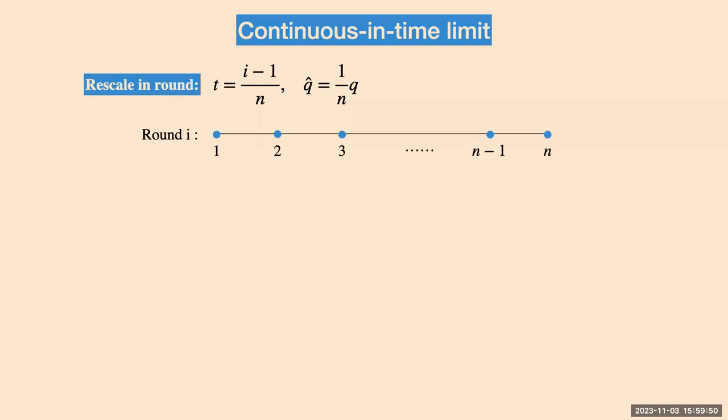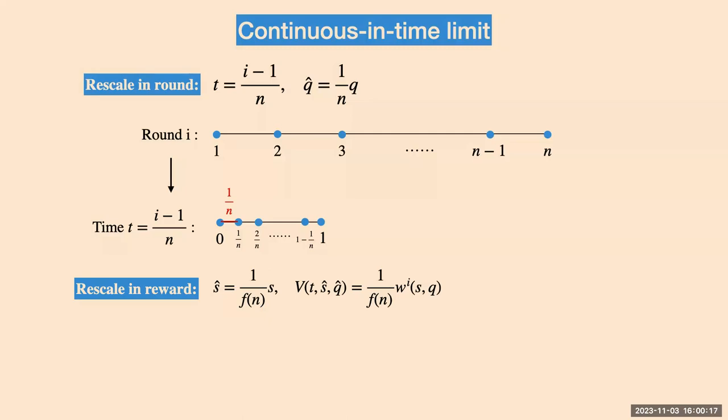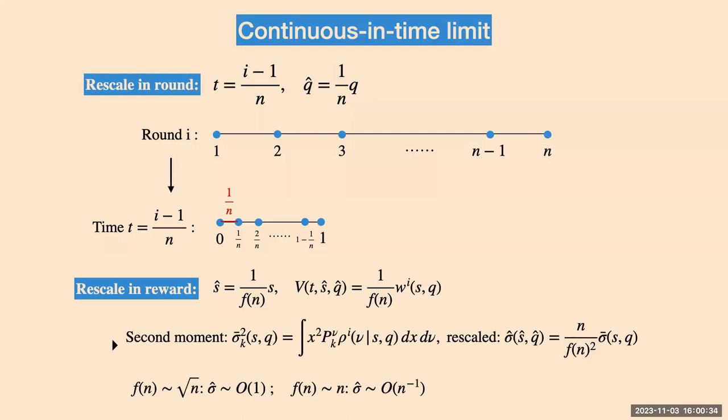The key idea is still the rescaling in the round. In general, for the n rounds, we squeeze all the n rounds into the terminal interval from 0 to 1. In that case, the difference between two rounds becomes 1 over n, and therefore, as n goes to infinity, it becomes continuous in time. Another rescaling is rescaling in the reward, S hat, where we have more flexibility. We can have the rescaling 1 over f n. For different rescaling f n, we will end up with different PDEs.